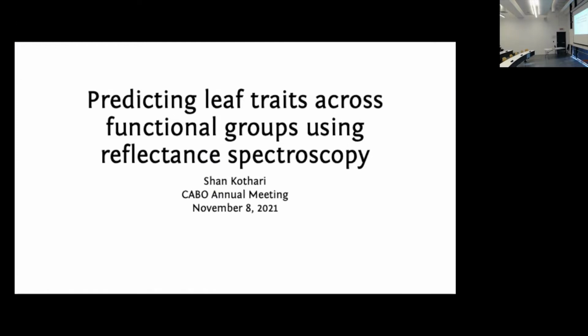The goal of the project that I'll be presenting is basically just to take all the CABO data, the leaf level data, and the traits, and to use the leaf level data to see how well we can predict these traits, and then how well those predictions generalize across different settings.